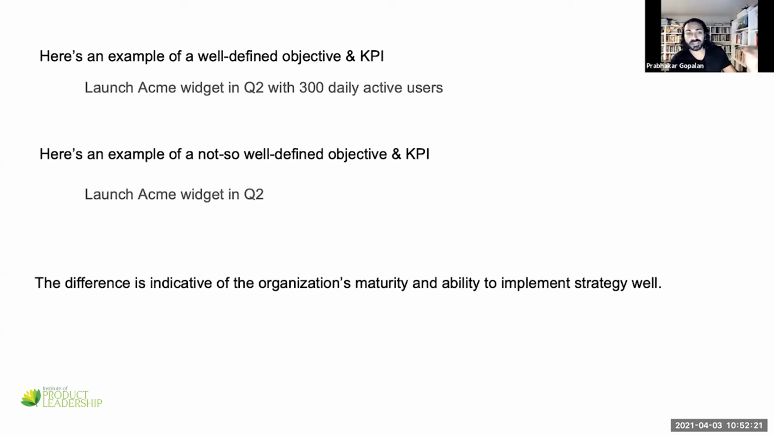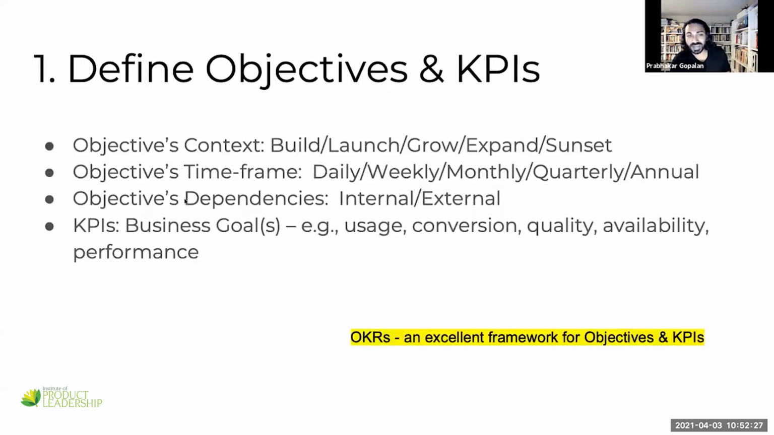If you go back and look at each one of your objectives, each one of your KPIs, ask yourselves this hard question, like how much of the context is there? Is it about build, launch, growth, retire some product stuff? Does it have a time frame built around it? Does it have internal, external dependencies? What kind of business goal is it being met? Is it about usage? Is it about conversion? Is it about some performance and availability factors?